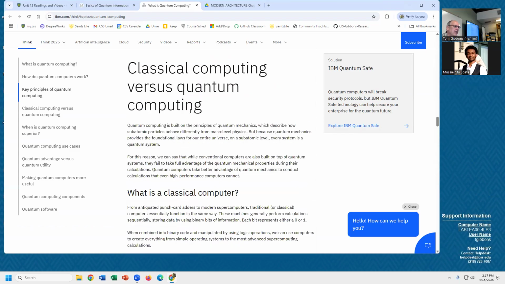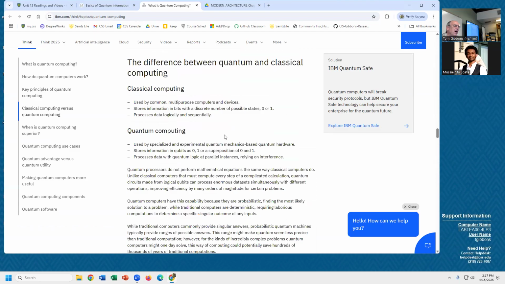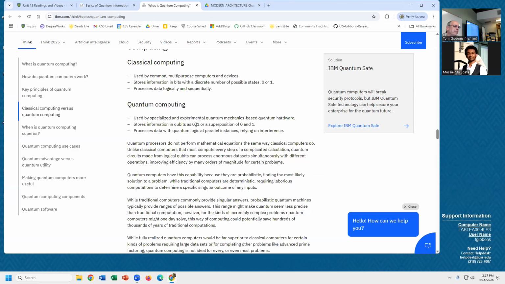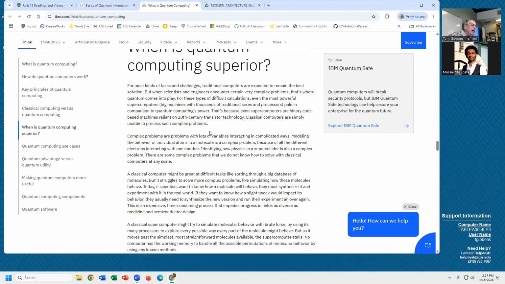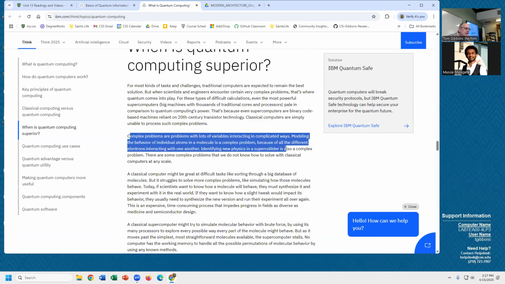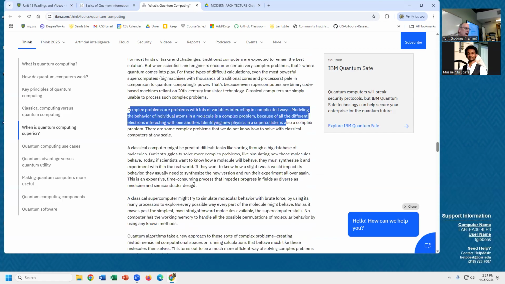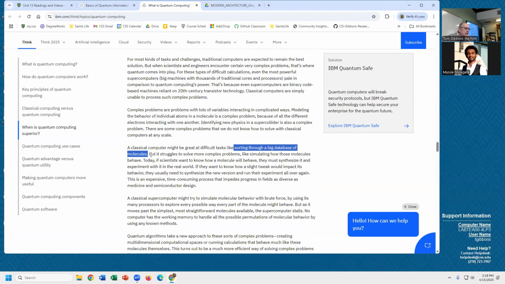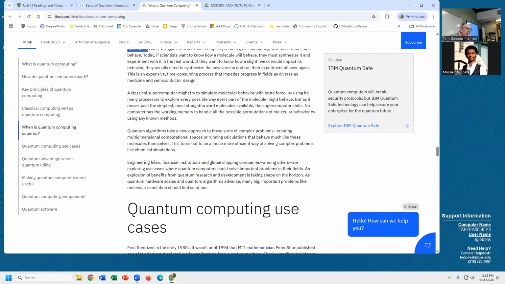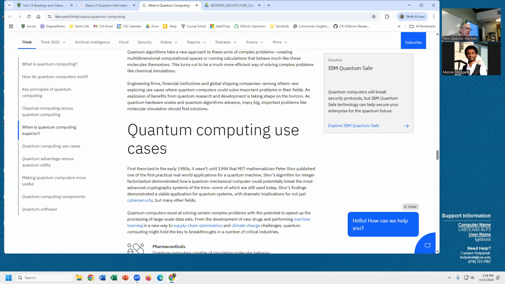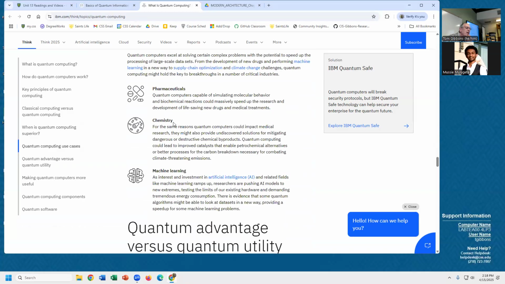This talks about it and compares it to classical computing, and talks about how it could be superior to classical computing. So complex problems with lots of variables that interact in complicated ways can be modeled with quantum computing, like sorting through a huge database of molecules. Very complex numeric calculations might be something we could use it for. But again, it's largely saying we can do it.